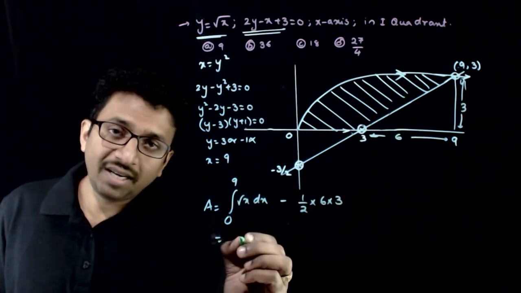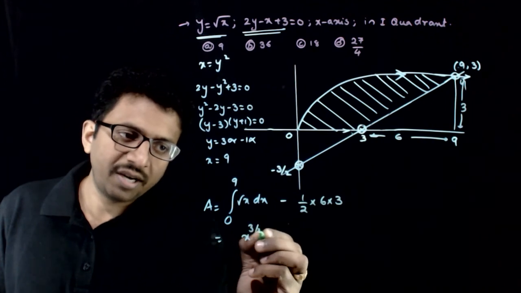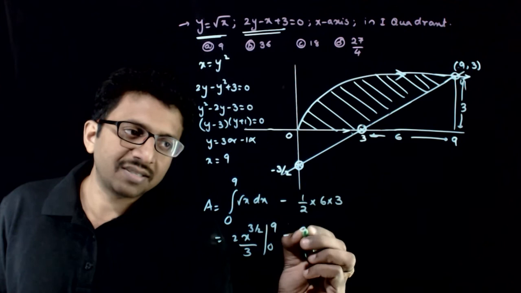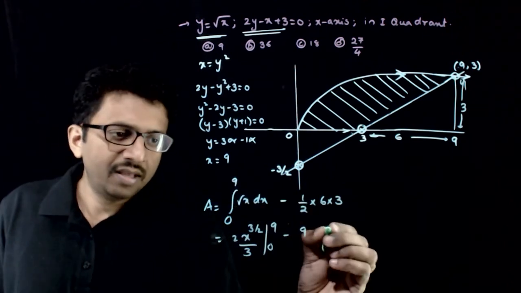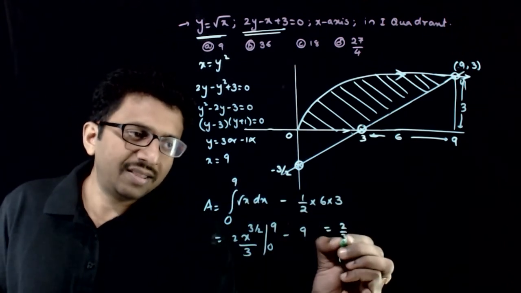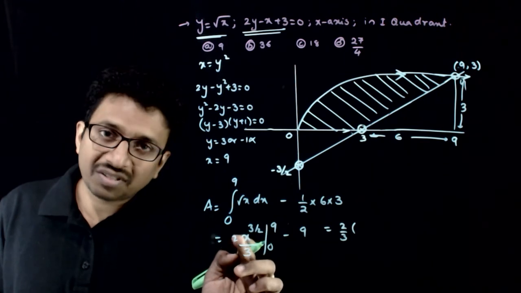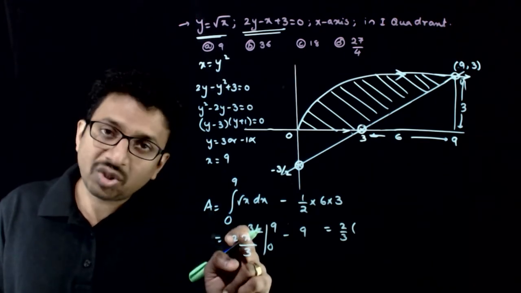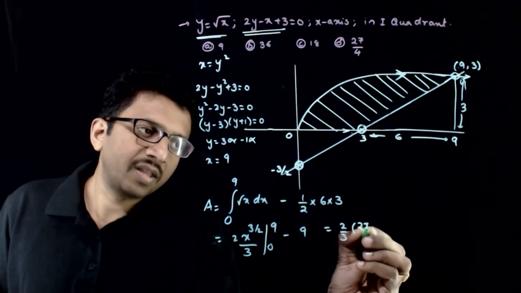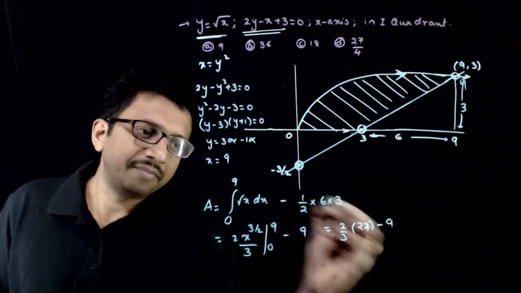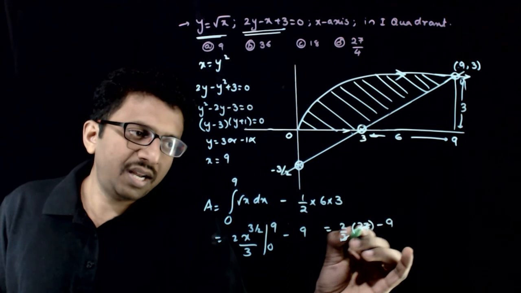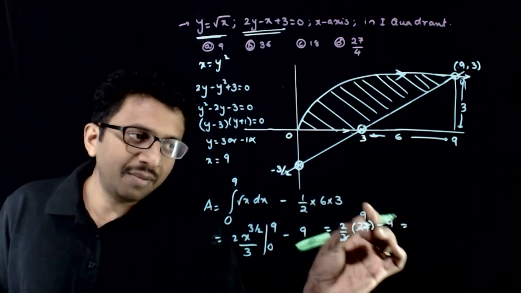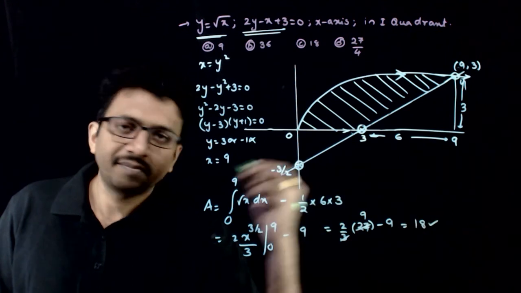The integration of root x is x power 3 by 2 divided by 3 by 2, from 0 to 9, minus 9. That is equal to 2 by 3 times x power 3 by 2, and 9 power 3 by 2 is 3 square whole power 3 by 2, which is 27. So the 3 and 9 get cancelled, giving 2 into 9, 18, minus 9.